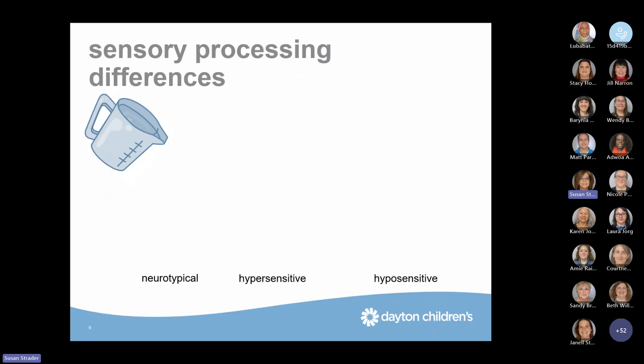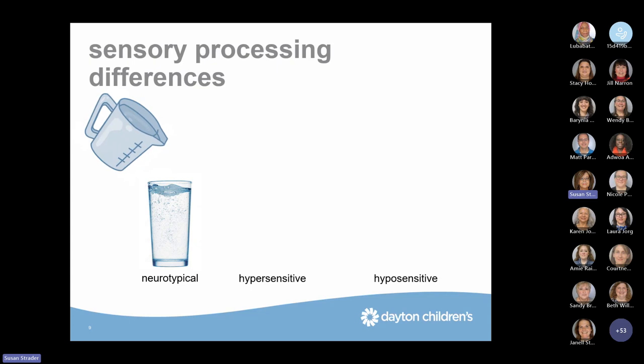So for me, I like to do a visual representation of what this feels like and why these patients have certain coping mechanisms in place. For a neurotypical patient, if we take a cup of water and we fill their glass, it fills it all the way to the brim, right? So we're taking the light in this room right now. It fills our brim exactly perfectly.